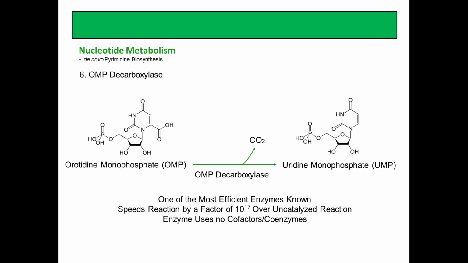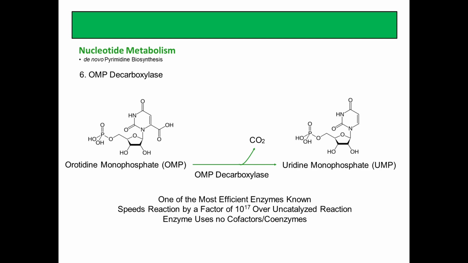Okay? All right, the enzyme I was talking about, this very difficult enzyme, this orotidine monophosphate decarboxylase. It takes this very stable conjugated arrangement and decarboxylates it to a uracil. Okay? It's one of the most efficient enzymes known. I said it speeds up the reaction by a factor of 10 to the 17th.